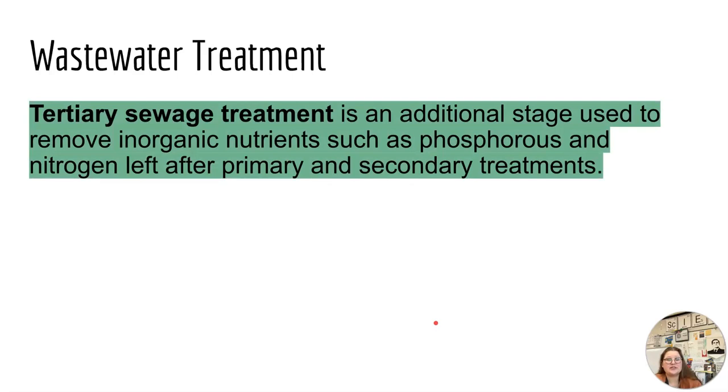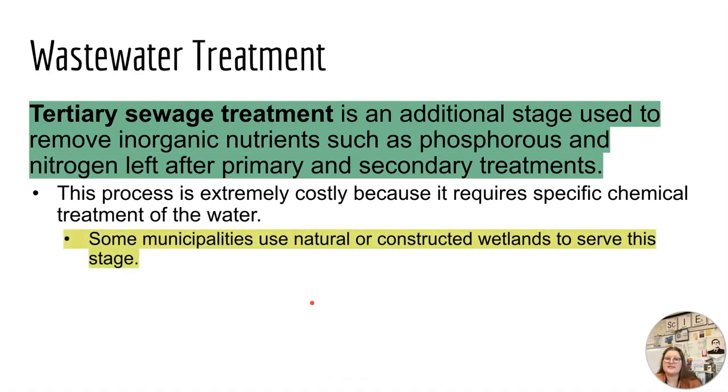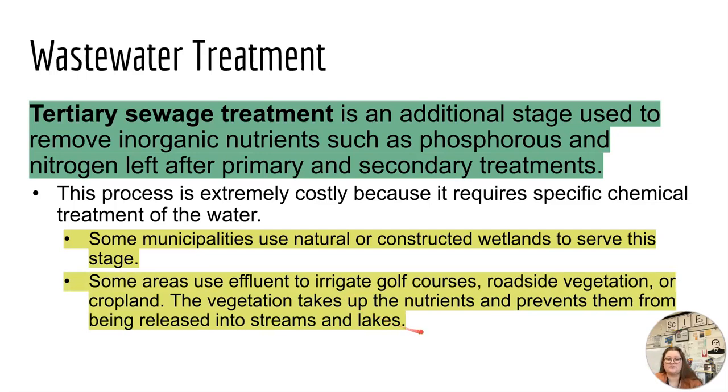So tertiary sewage treatment is an additional stage that's used to remove inorganic nutrients such as phosphorus and nitrogen that can be left after primary and secondary treatments. This process is extremely costly because it requires specific chemical treatment of the water. And some municipalities use natural or constructed wetlands to serve this stage, which I mentioned in lesson 15.4, the last lesson, when we talked about the importance of wetlands and what they can do for us.